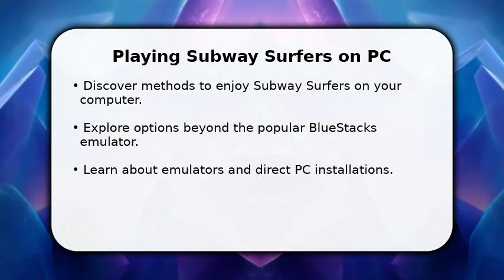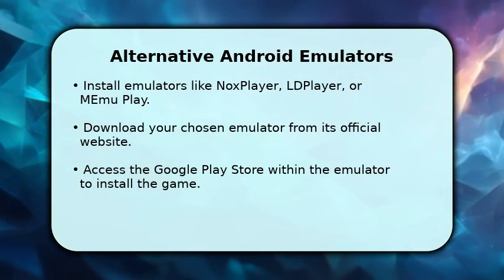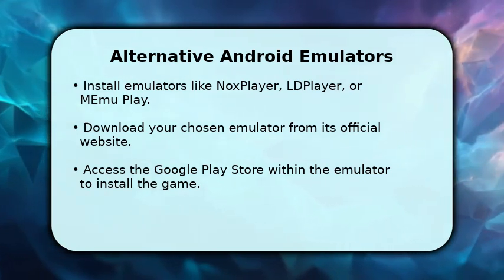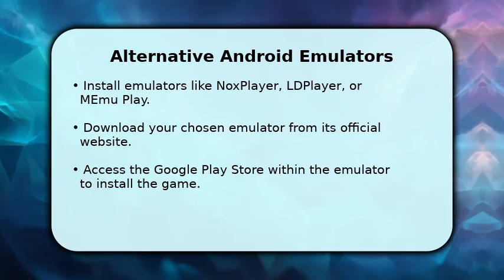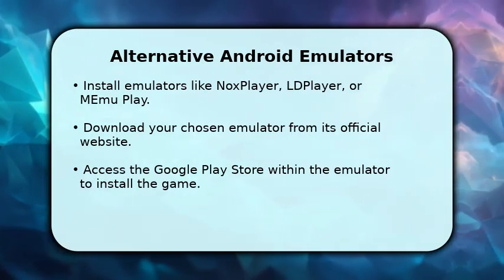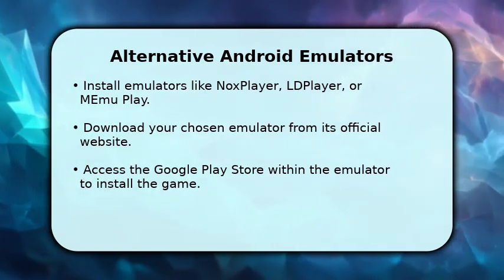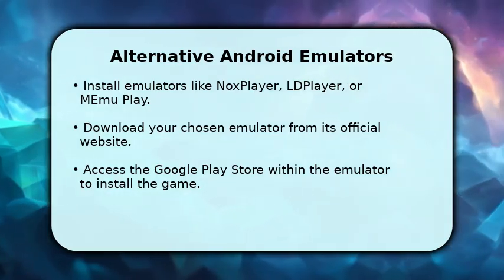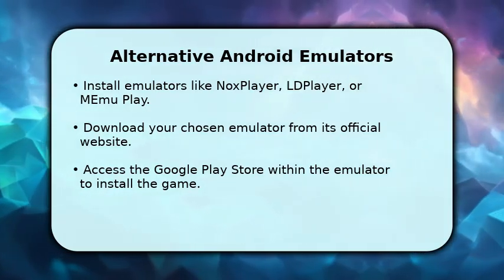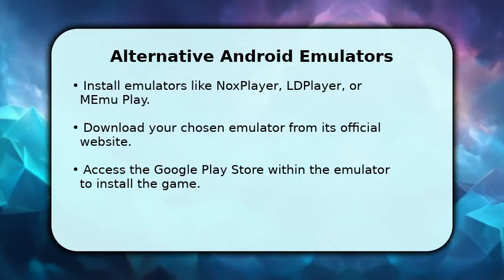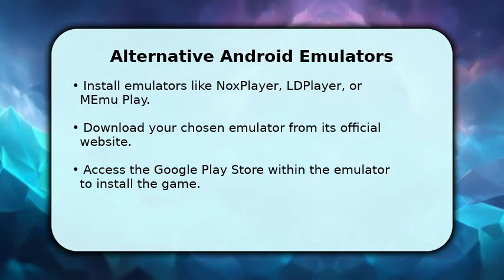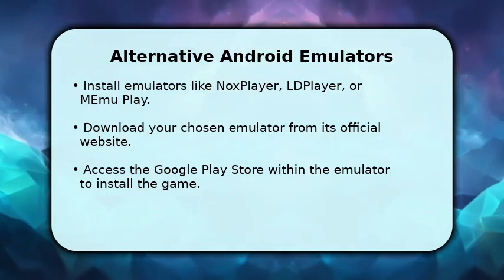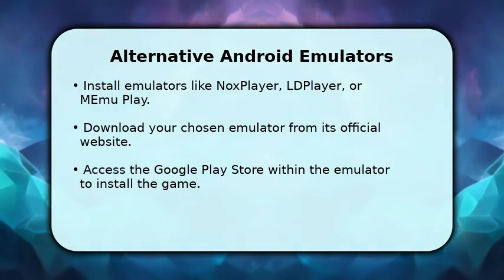Let's get started. One excellent way to play is by using alternative Android emulators. Programs like Nox Player, LD Player, or Emuplay offer smooth performance and are specifically designed for gaming. Simply download and install one of these free emulators onto your computer. Once set up, open the Google Play Store inside the emulator, search for Subway Surfers, and install it just as you would on a mobile device. You'll gain precise control with your keyboard and mouse.